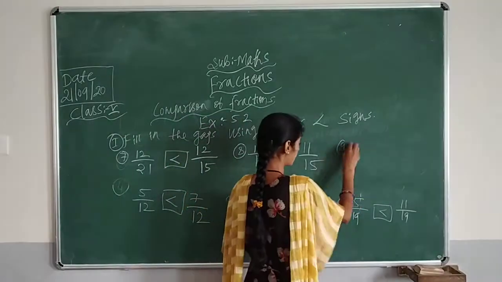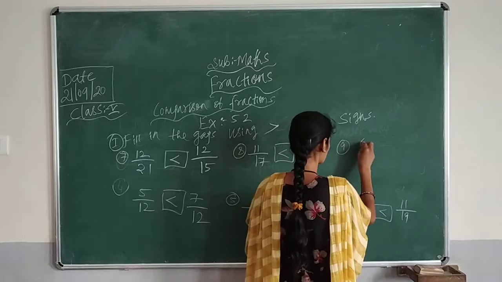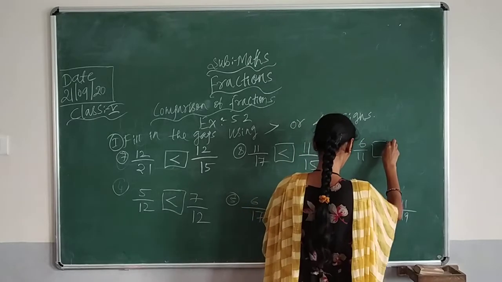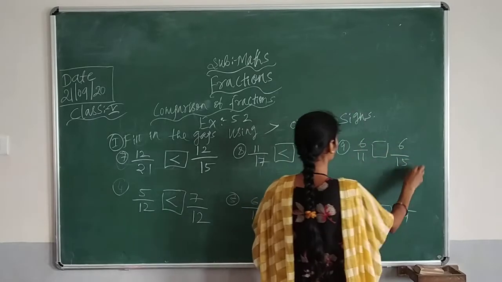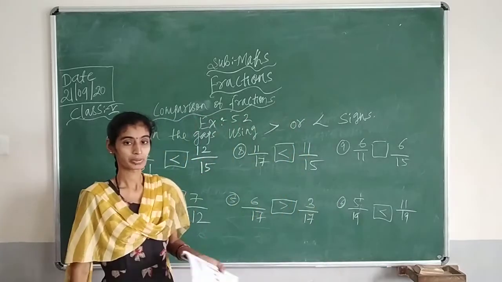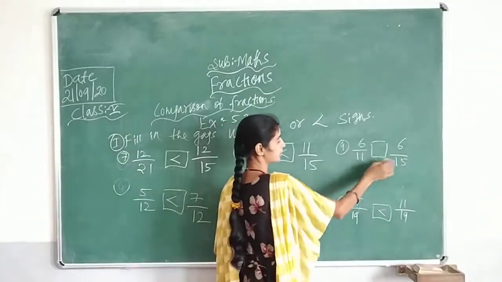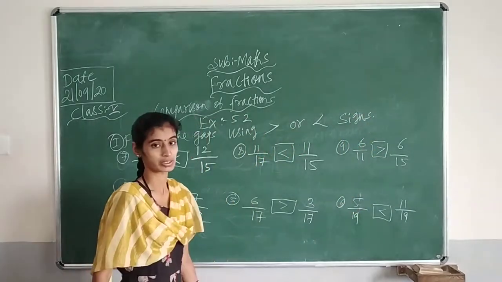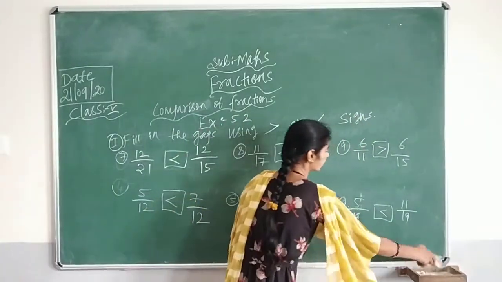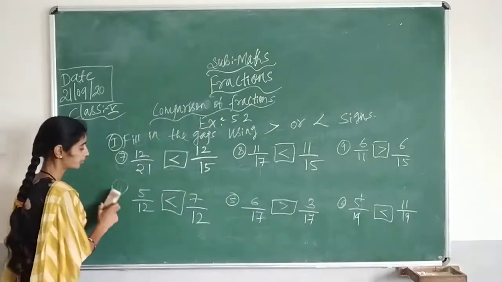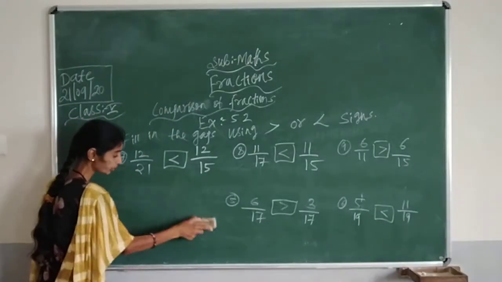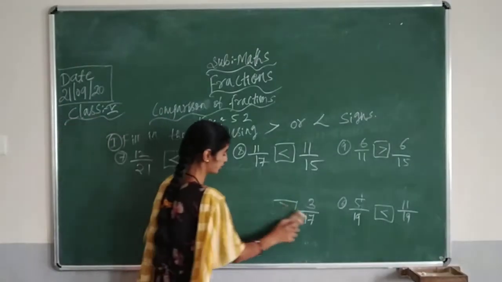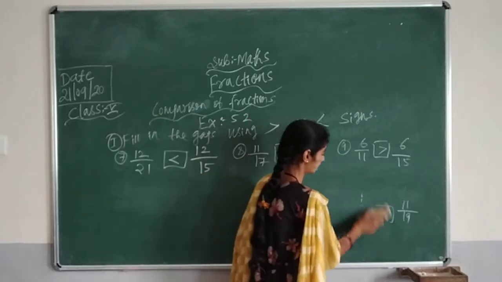Then question number 9. So 6 by 11, then 6 by 15. So again numerator same. Choose the smallest. Here 11 is the smallest. Make the open angle that side. They are very simple. So whatever I am writing, please you have to write in your classroom children with the date you need to write.